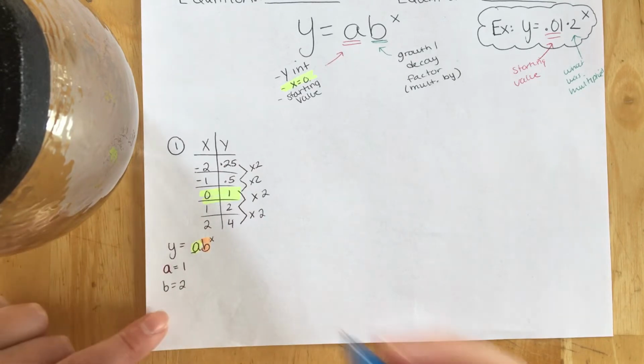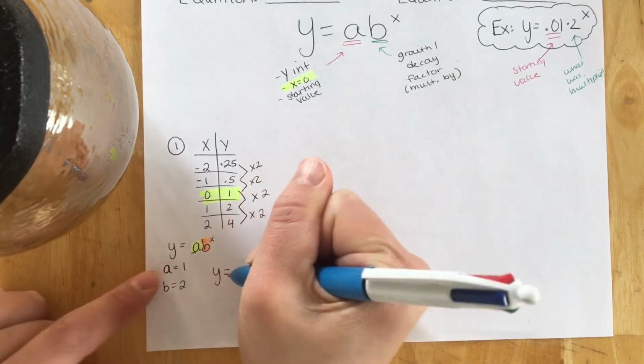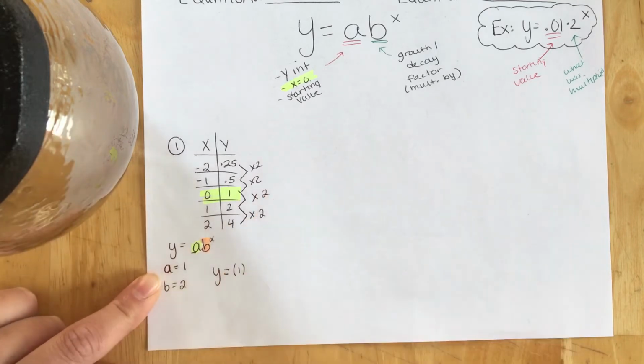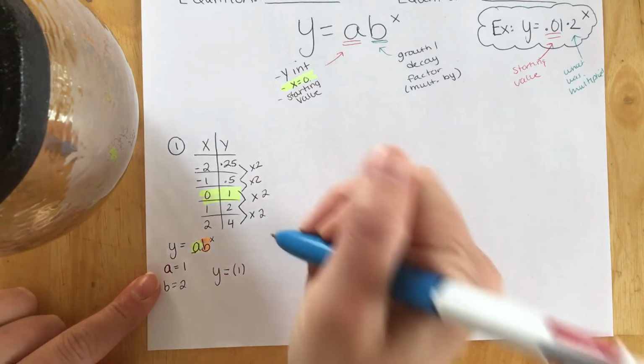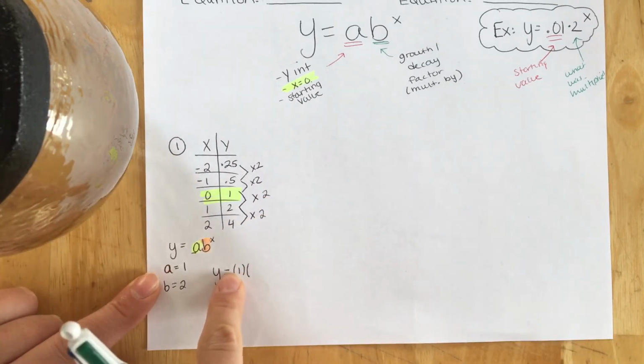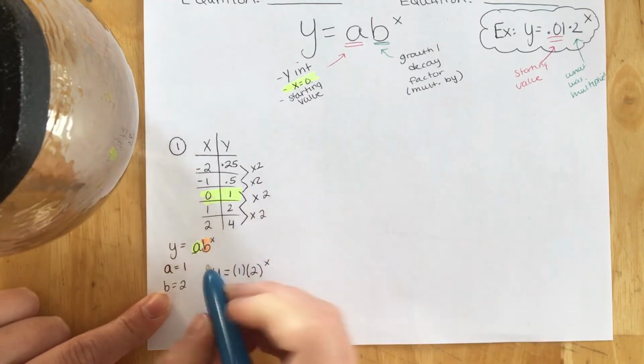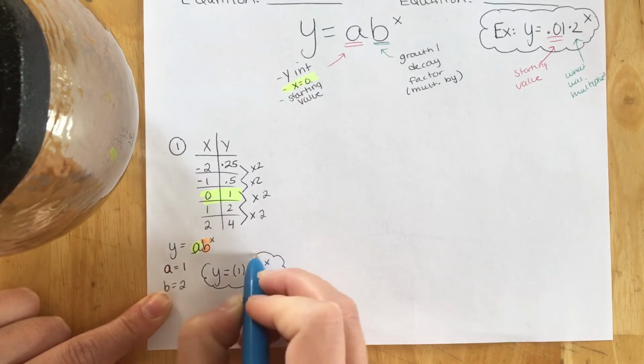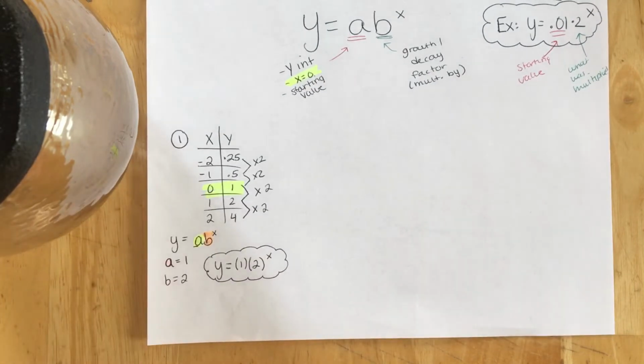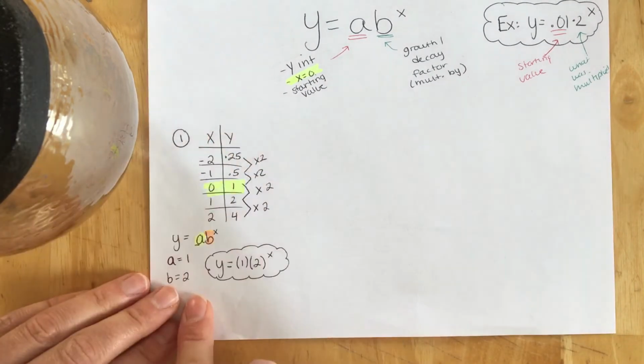So my equation here is going to be y equals a. You can or cannot put the 1 there. Only if it's a 1, it's optional. If it's any other number, you have to put it there, okay? My b is 2 to the x. Okay, so that's my first example. This is a growth equation.